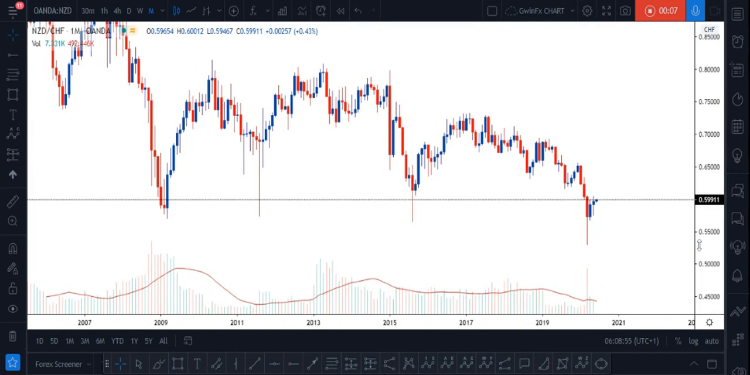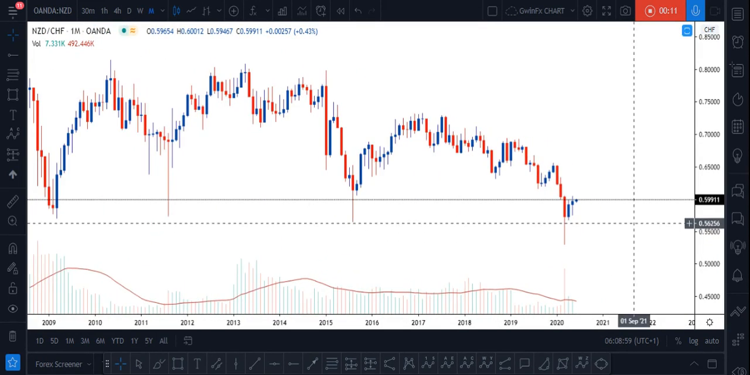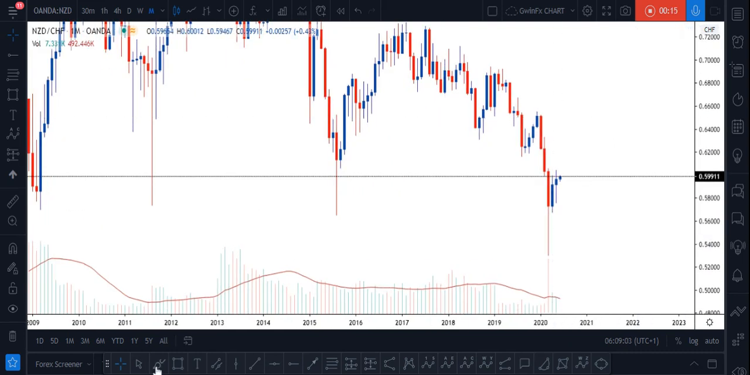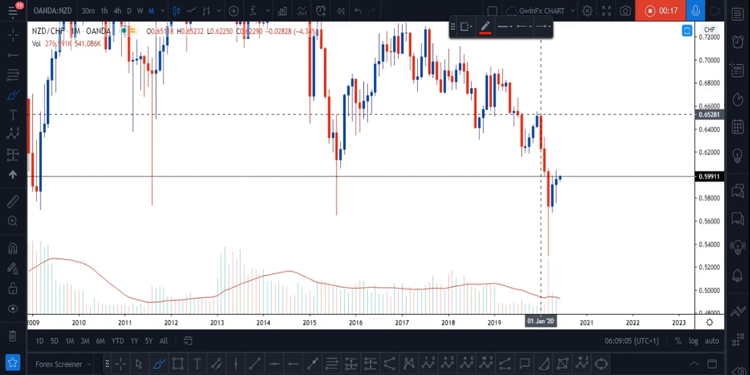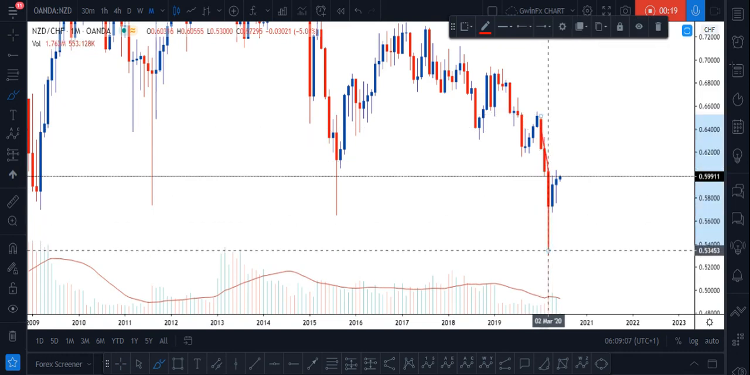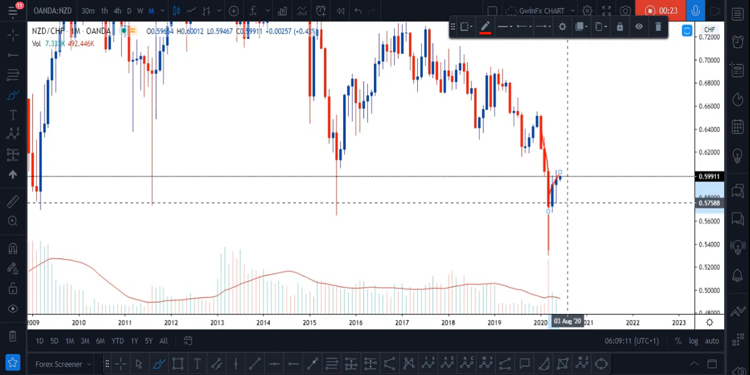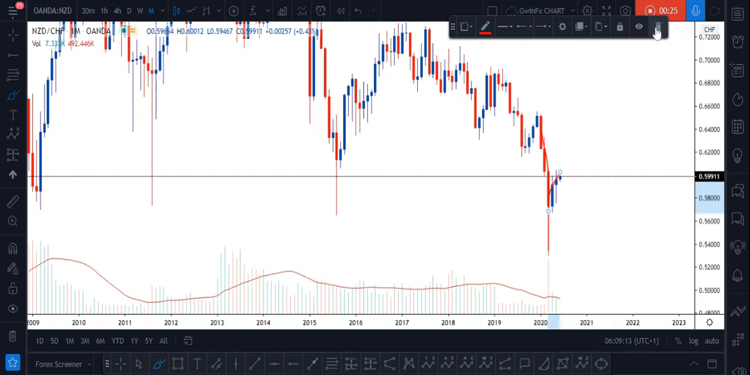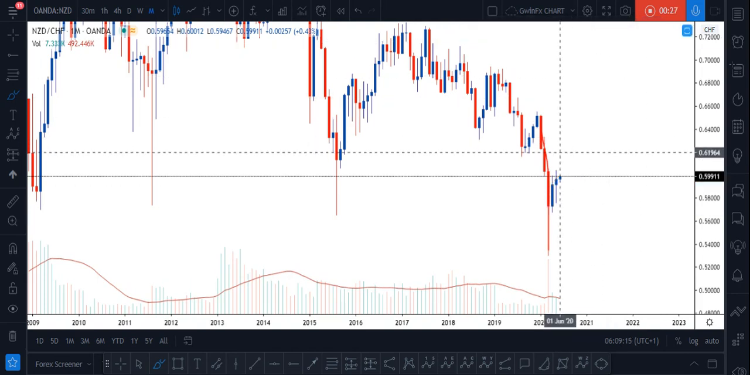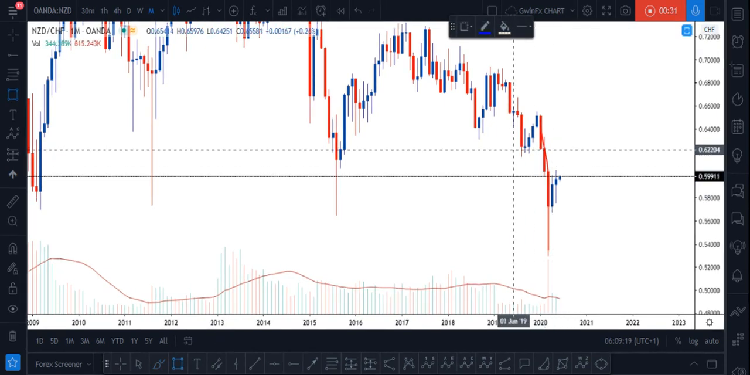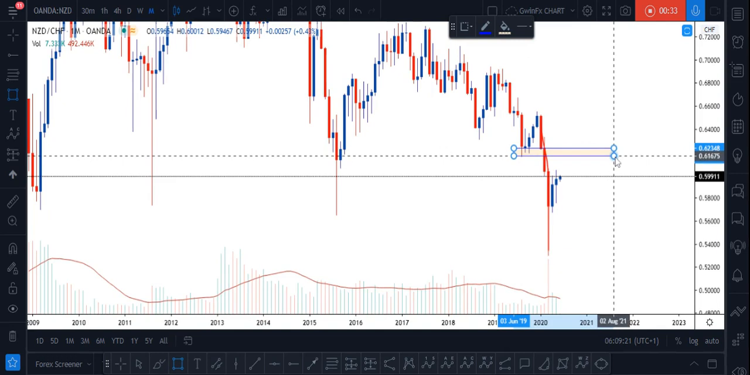Now today we are going to look at the situation we have with the Kiwi CHF. One of the things we spoke about is that after an impulse move we want to see a correction. We had this impulse and we started having this correction, and in my previous videos on this pair I spoke about wanting to see a correction at least into the zone.